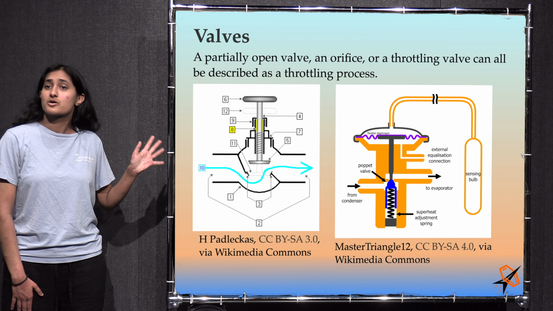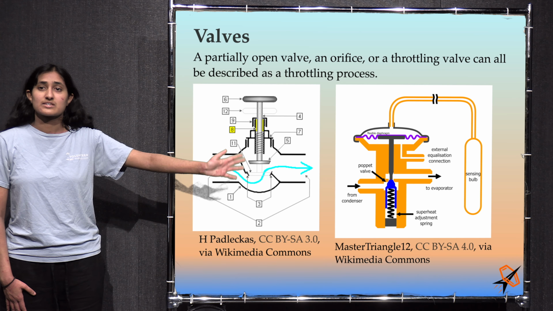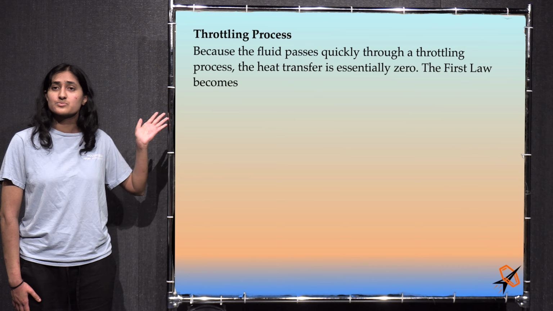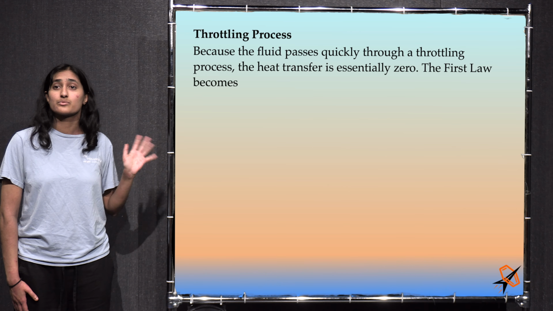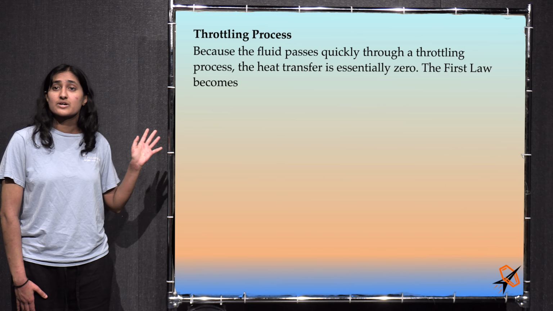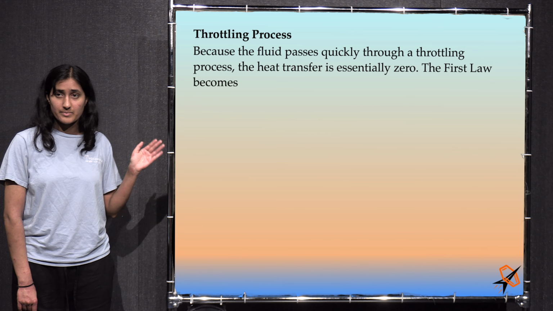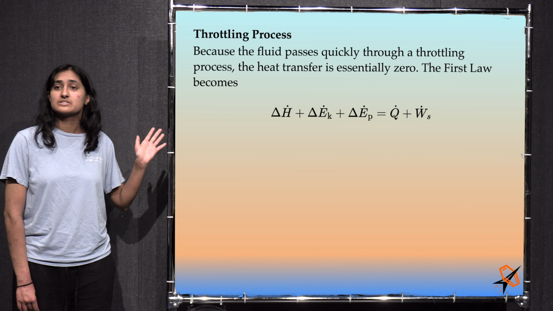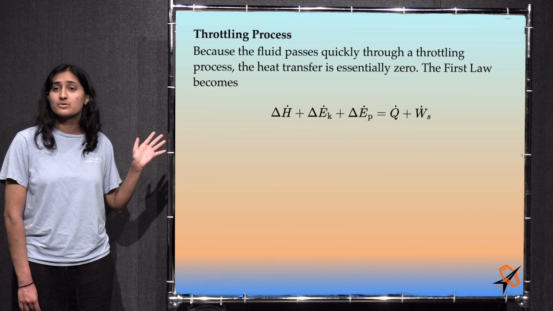The picture on the left shows a partially open valve, and the picture on the right is a throttling valve for a refrigeration system. In deriving the first law for a throttling process, we have to consider that a fluid passes very quickly through the valve and doesn't have time to transfer heat with it. Therefore, we treat the heat transfer as being essentially 0. The first law then becomes, starting with the original, delta H dot plus delta EK dot plus delta EP dot equals Q dot plus W dot shaft.